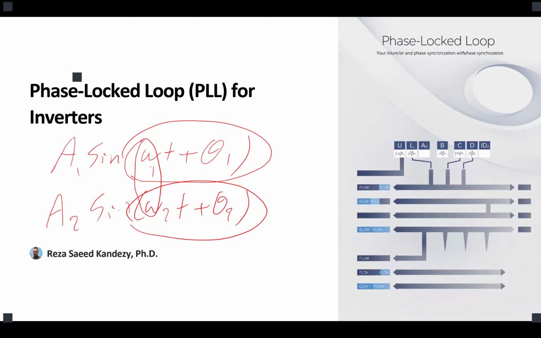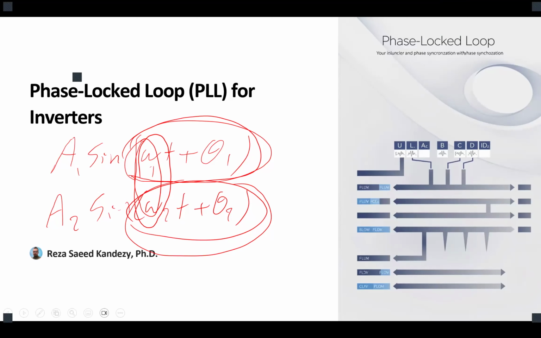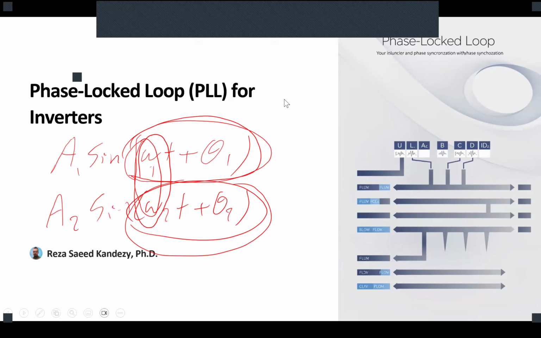For synchronization, I made two examples, A1 sine(omega 1 t + theta 1) and A2 sine(omega 2 t + theta 2), those two sinusoidal voltages. And I said, when we say synchronization, that doesn't mean that we have to make these two parentheses equal to each other. It means that we have to make these omegas equal to each other, meaning they alternate in synchrony. So the alternations are synchronized, not the exact values at each time. So this is one aspect.